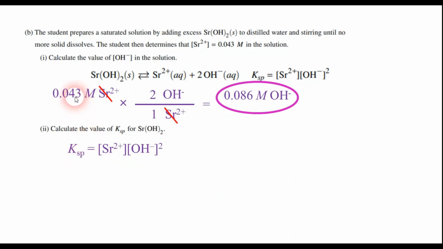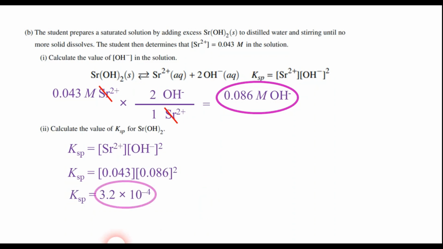The strontium is given to us. It's the 0.043 moles per liter. And we just calculated the hydroxide to be 0.086. Now that's going to be squared, just like it shows up here. So when you calculate that, the KSP is about 3.2 times 10 to the negative 4th. So if you got that, then give yourself another point. That's the 3rd point of the 4 here.